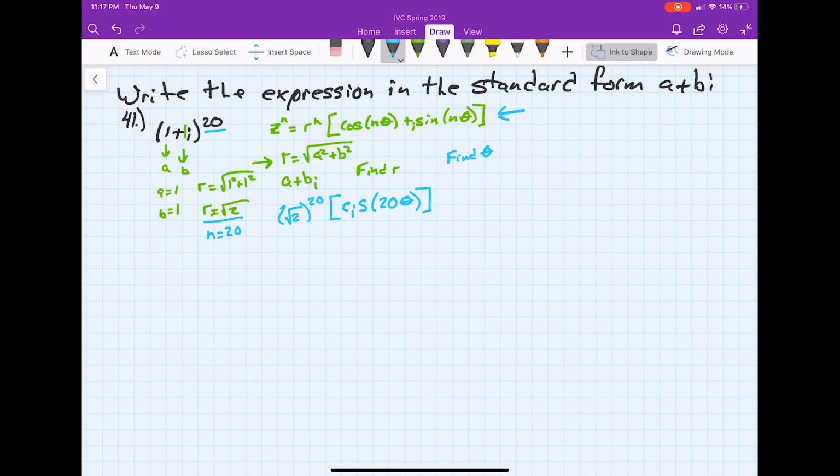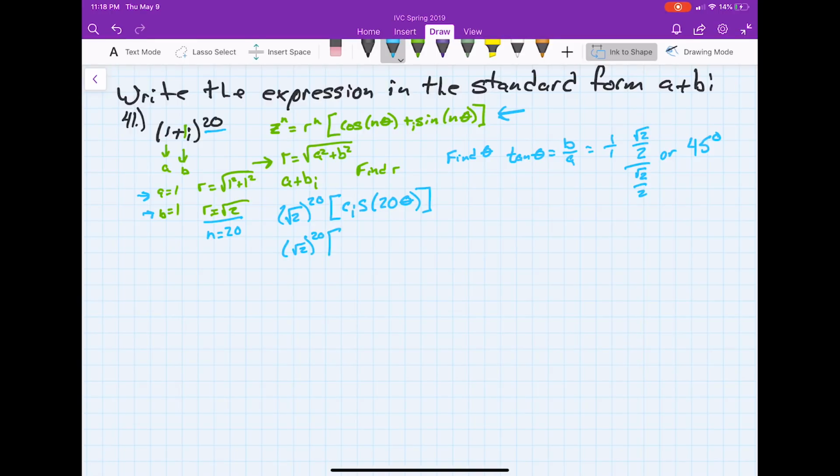So find theta. Well, to find theta for these problems, we use tangent theta is equal to b over a. Well, we know what our b and our a is. It's 1 over 1, which is going to equal 1. Now, where is tangent equal to 1? Remember that chart I used earlier? That would be a really good thing to have written down in your notes as soon as you sit down to take the test, because it would help you find this. But square root of 2 over 2 over square root of 2 over 2, or a 45-degree angle, that is where tangent would be equal to 1.